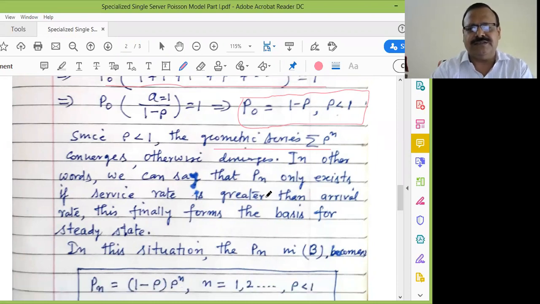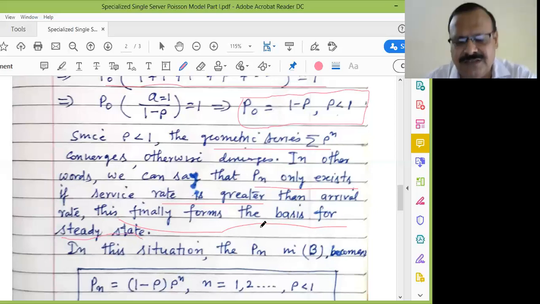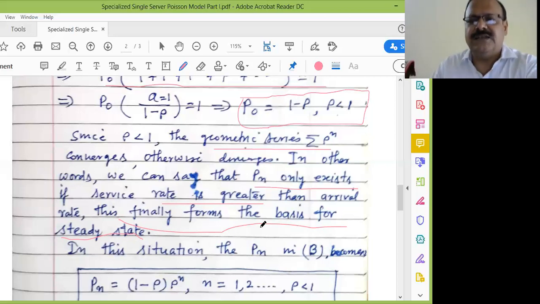So, okay, this same thing: Pn only exists. In other words, we can say that Pn only exists if the service rate is greater than the arrival rate. Finally, this forms the basis for the steady state. Look here, this is the formation or the basis for this one, and therefore it is important to discuss this situation. Okay, let us go ahead.